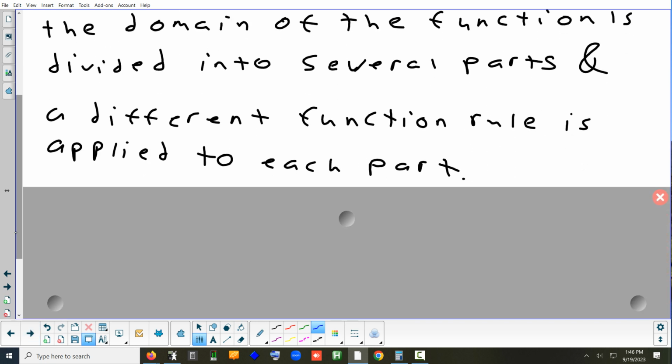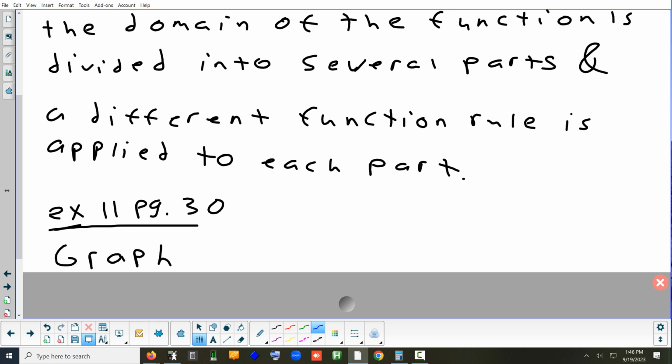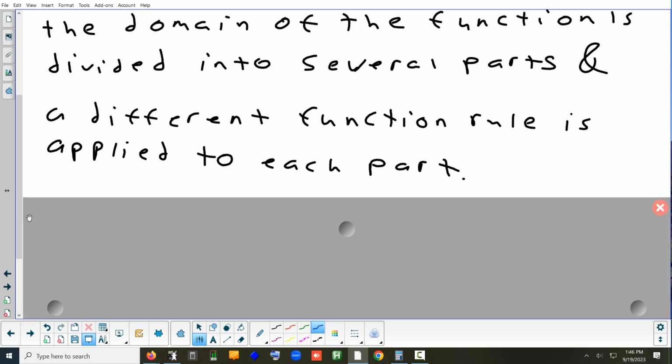So basically what I'm going to show you is how you graph a piecewise function on the calculator. We're going to graph a piecewise function that has two parts. We always will do two.